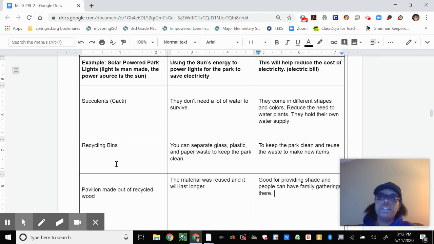I also want to include recycling bins. Families are going to come to the park, and they're going to maybe have lunch or have water bottles. And so I want to be able to separate the glass, plastic, and paper waste to keep the park clean. And again, this can separate the waste, and then it can be recycled and used for something else.